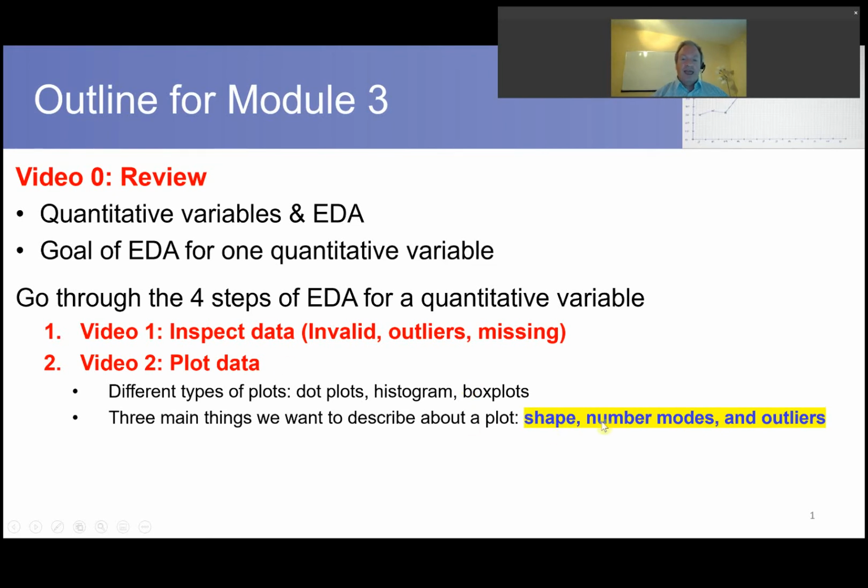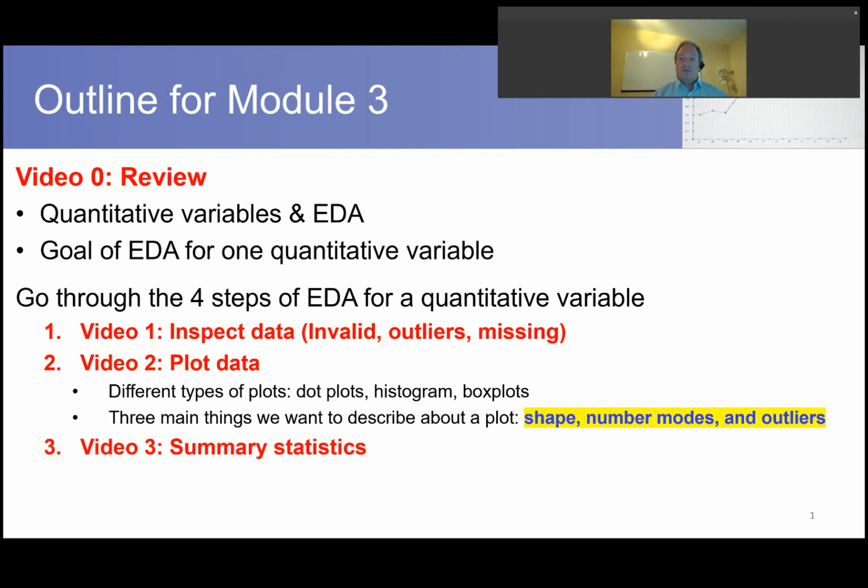And we're going to take away 3 main things from this plot. We're going to want to talk about how we describe the shape of the plot, the number of modes, and outliers. Outliers are going to play a much more important role now, whereas with categorical variables, it didn't even make sense to talk about outliers. They don't exist with categorical data.